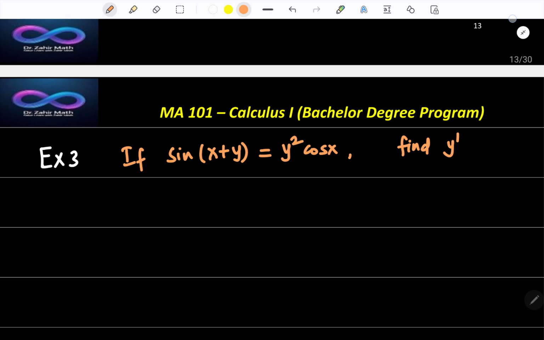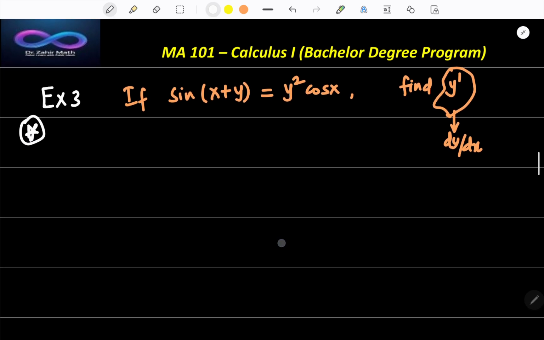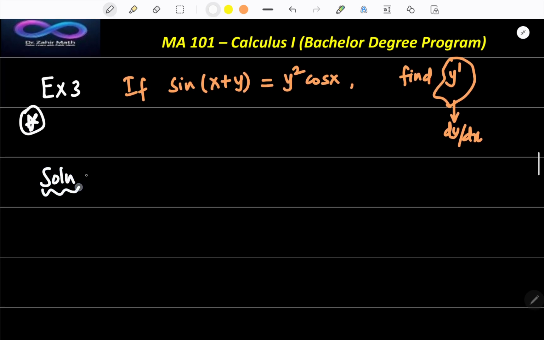Right. If sine of x plus y is equal to y square cosine x, find y dash. What is your y dash? Y dash means you are going to find what? Dy by dx. Derivative of y with respect to x. Such a wonderful question. I love this question very much because it's nice, because you have sine of x plus y. Let's go to the solution, right? Yes, what is the question? Sine of x plus y is equal to y square cosine x.